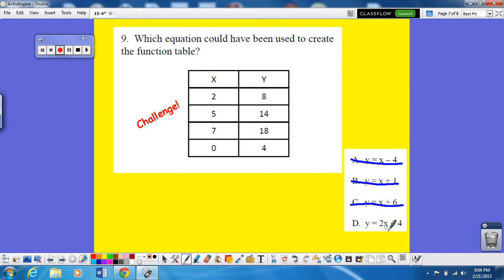Let's make sure, though. Y equals 2x plus 4. So 2 times 2 is 4 plus 4 is 8. Works there. Y equals 2x. So 2 times 5 is 10 plus 4 is 14. Y equals 2 times 7 is 14 plus 4. That's 18. And y equals 2x, so 2 times 0 is 0, plus 4 equals 4. So our correct equation is y equals 2x plus 4.